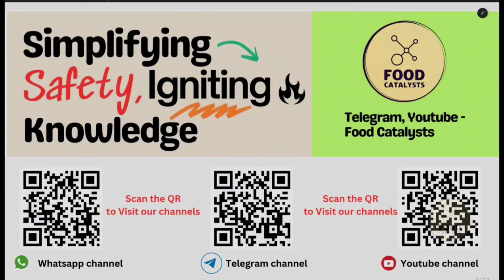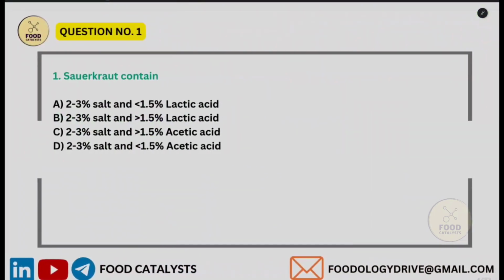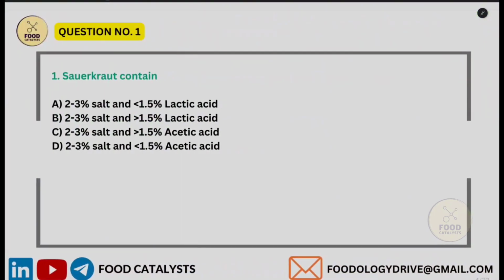So let's get started cracking on this question, shall we? Okay, so first question. Sauerkraut contains what? We have 4 options, 2 to 3% salt, which is constant in all the options, so we don't have to see this. But the next option is whether it is an increase or decrease of acetic acid or lactic acid. So this is the question.